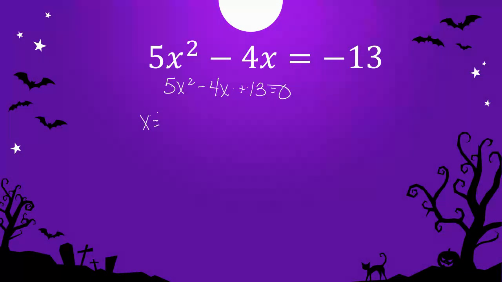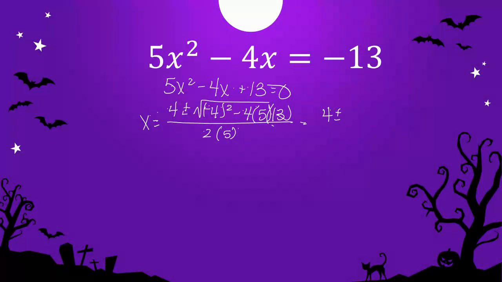So I'm going to say the opposite of b. So +4 plus or minus the square root of 4 squared minus 4 times 5 times 13 all over 2 times a, which is 5. I'm going to start simplifying. So 4 squared I know is 16. And let's see, 4 times 5 times 13 is 260 all over 10.